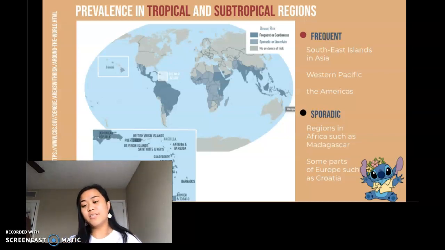Sporadically, we also see the dengue virus in Africa, in regions such as Madagascar and even Ethiopia, and then some parts of Europe such as Croatia, but these are sporadic in comparison.